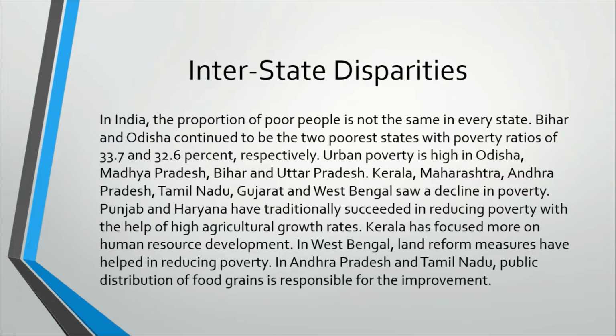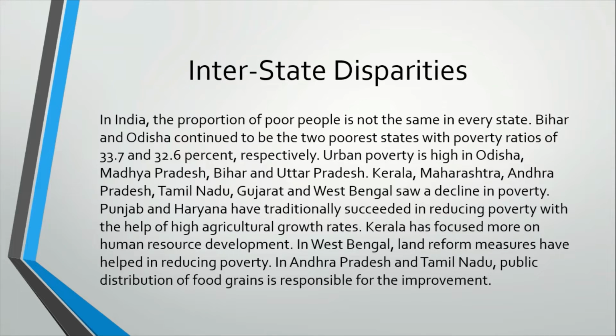Interstate disparities. In India, the proportion of poor people is not the same in every state. Bihar and Odisha continue to be the two poorest states with poverty ratios of 33.7 and 32.6% respectively. Urban poverty is high in Odisha, Madhya Pradesh, Bihar and Uttar Pradesh. Kerala, Maharashtra, Andhra Pradesh, Tamil Nadu, Gujarat and West Bengal saw a decline in poverty.